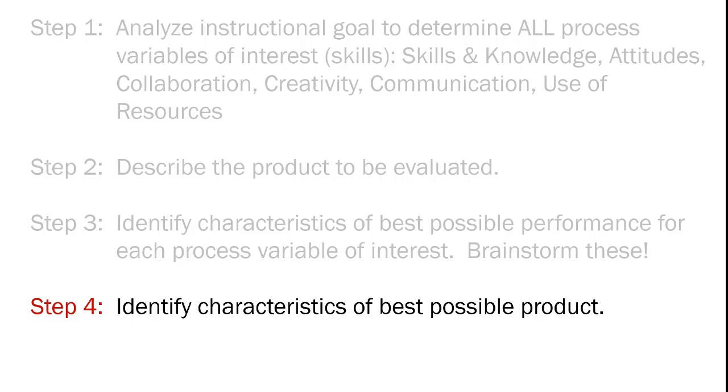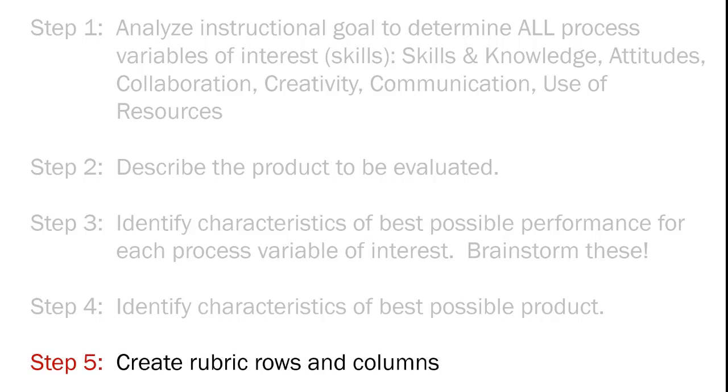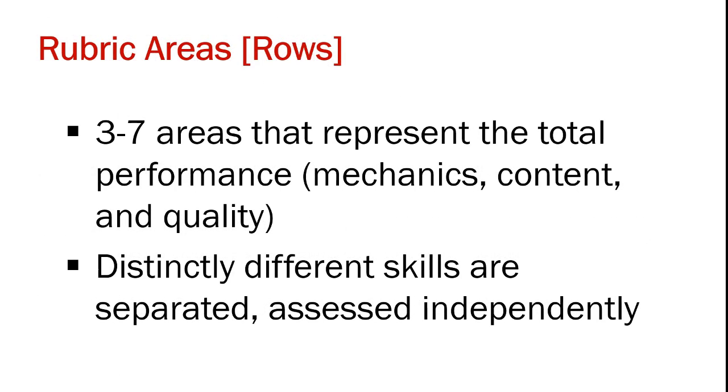Then you want to identify what are the overall characteristics of the best possible product. What does that look like? What does the best possible product look like specifically? And then you create the rubric rows and columns, and we have some guidance for that. So in terms of rubric areas or rows, 3 to 7 areas should be created that represent the total performance. It might be mechanics, it might be content, it might relate to quality. And each of those rows needs to communicate distinctly different skills. They need to be separated, and those skills need to be assessed independently.